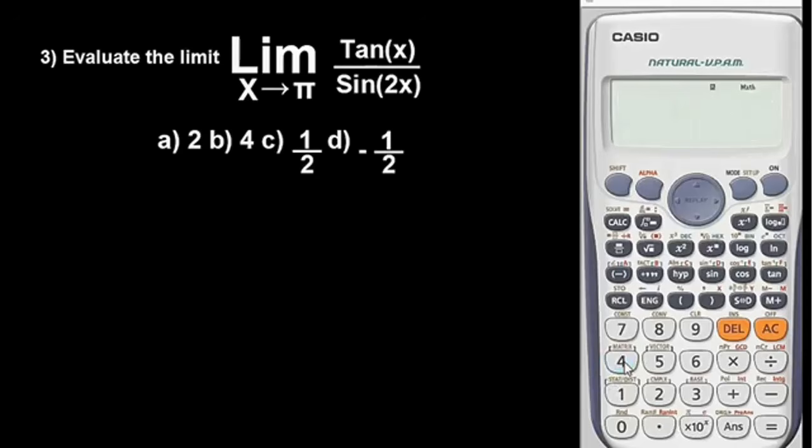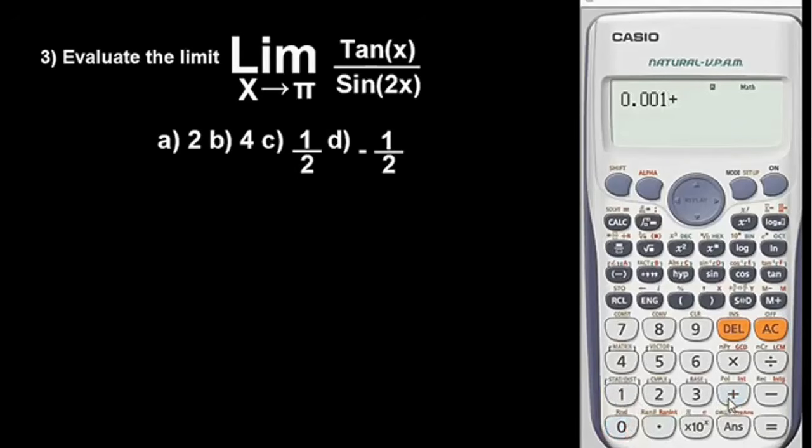Right now, let's go ahead and store the value of 0.001 plus pi in the calculator. So let's go. We have 0.001 plus pi.